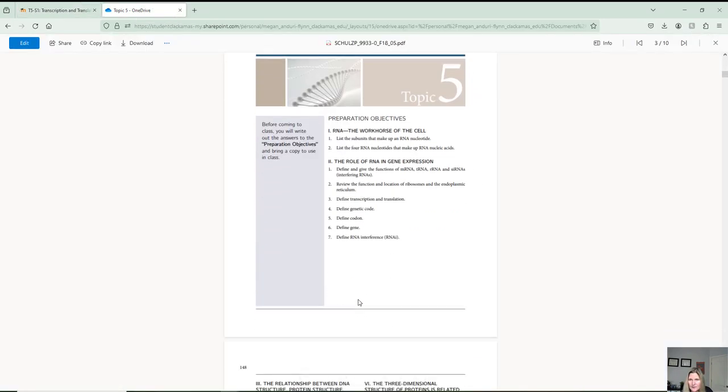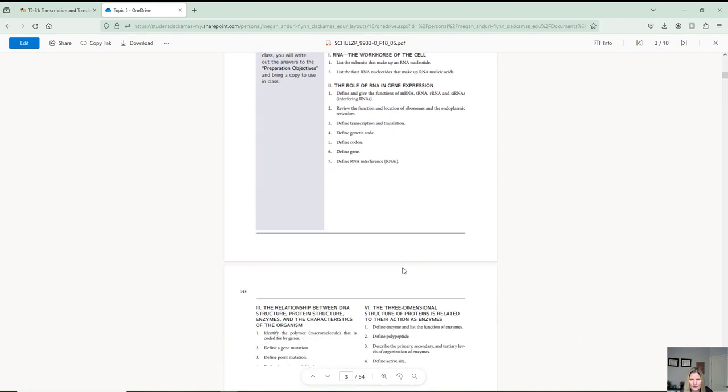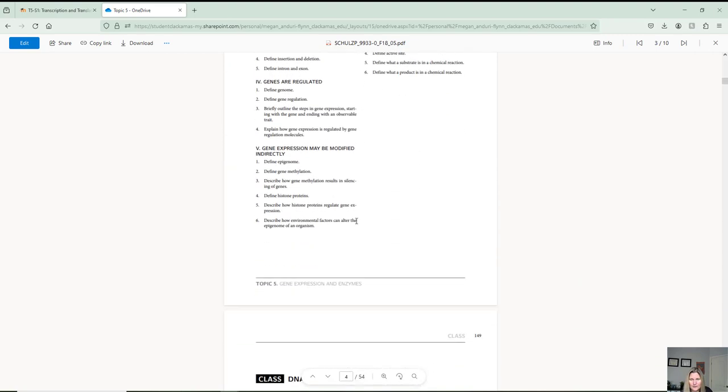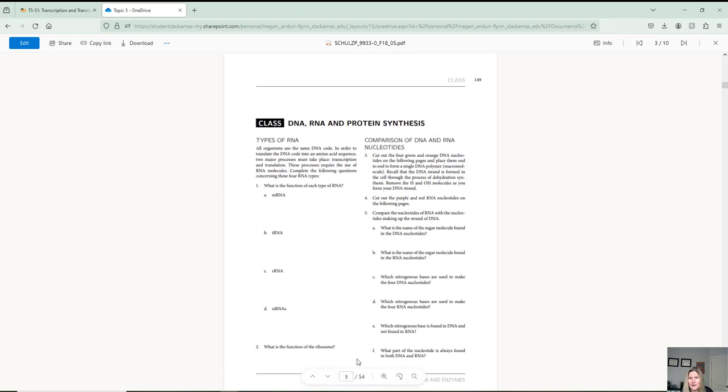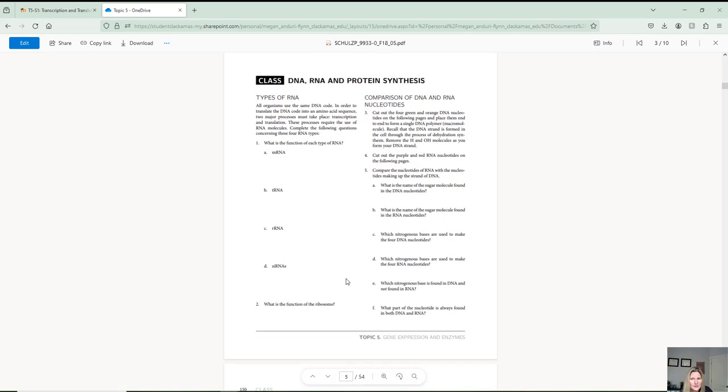This is topic 5. So we always start with our preparation objectives that you might want to fill in from the Adigia reading. And then here we are, we're in topic 5. So the first part is pretty straightforward. You're just taking the information that you read about in the textbook and applying it. So, what is mRNA? What's the function of tRNA? What is siRNA and stuff like that.